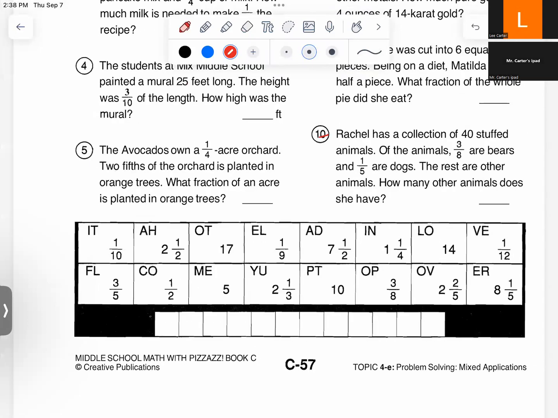So you can do this a couple of different ways. You could find what fraction are other animals, then multiply, or you could just multiply the fraction of bears out of 40 and then dogs out of 40, and then subtract what's left, and that will be how many are other animals. Either way, there should be some multiplying of fractions involved there, but you're not multiplying 3/8 times 1/5. No, you're doing 3/8 times 40 and 1/5 times 40, or you have to add those two fractions together and then multiply times 40.